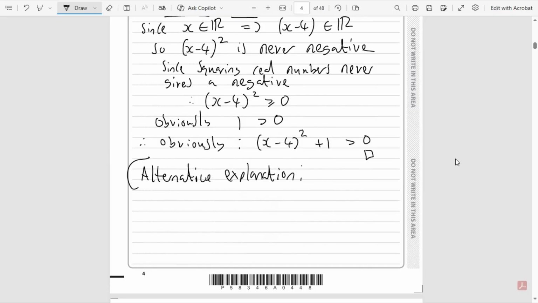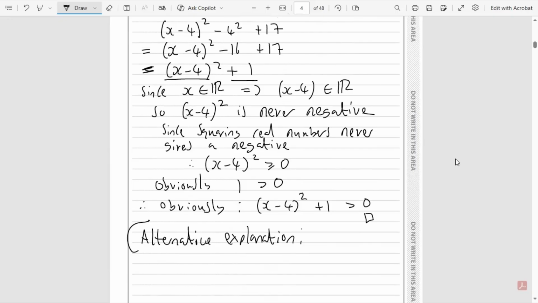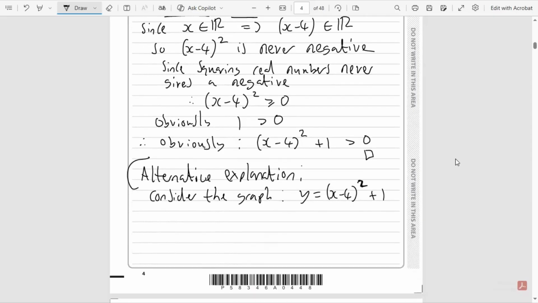And with this alternative explanation, we're going to think about this graphically. So we're going to consider the graph y equals, and I'm going to use the completed square form there: (x - 4) all squared plus 1. Hopefully you remember from your quadratics knowledge that when you complete the square, that gives you the turning point. So the turning point for this quadratic will be 4 across and 1 up. So the negative of whatever's there, and then 1 is your y value for the turning point.